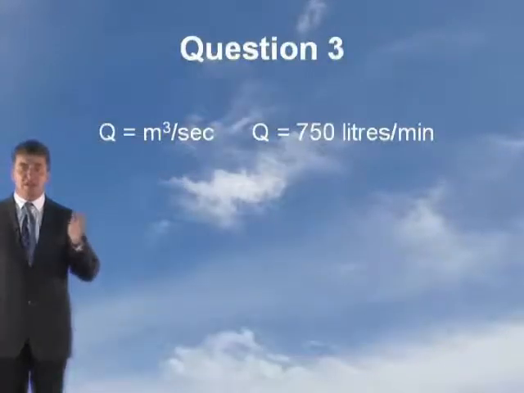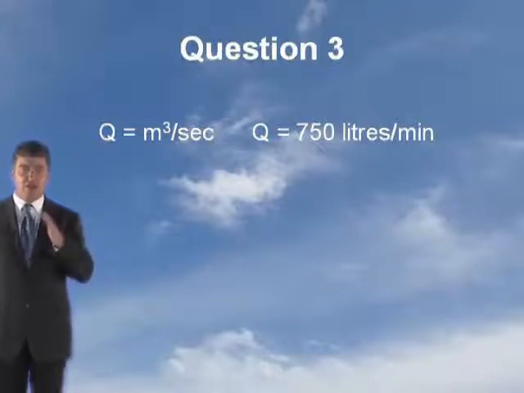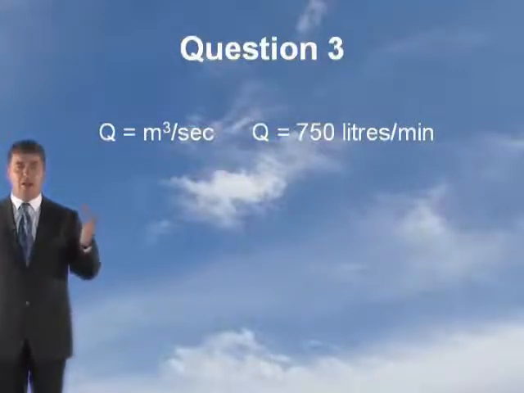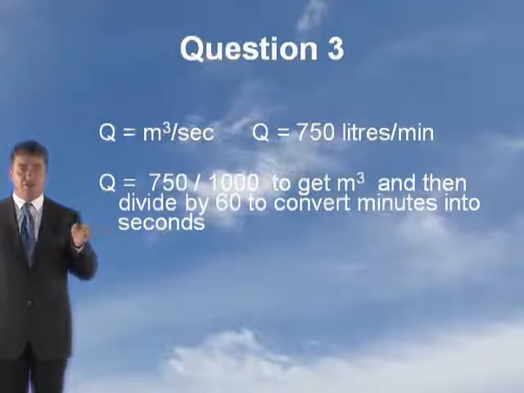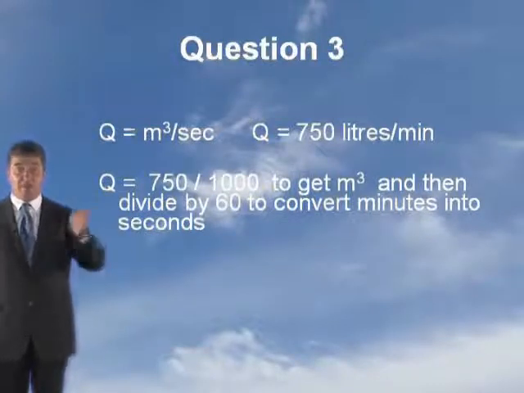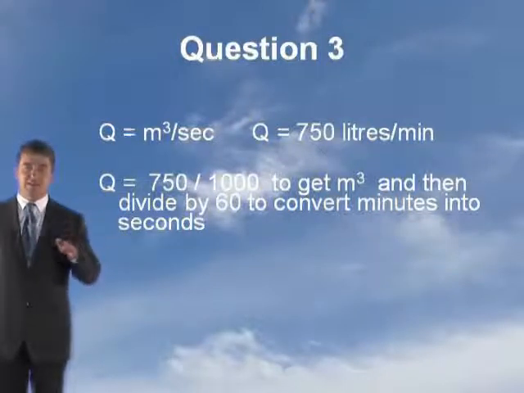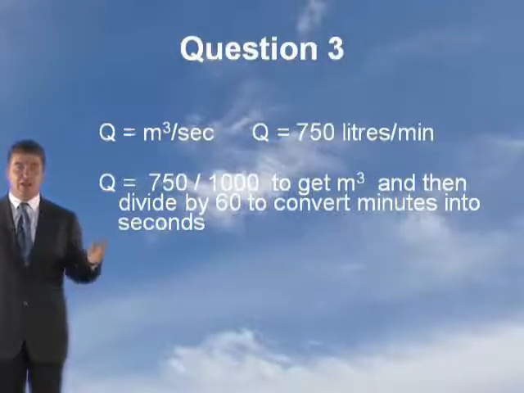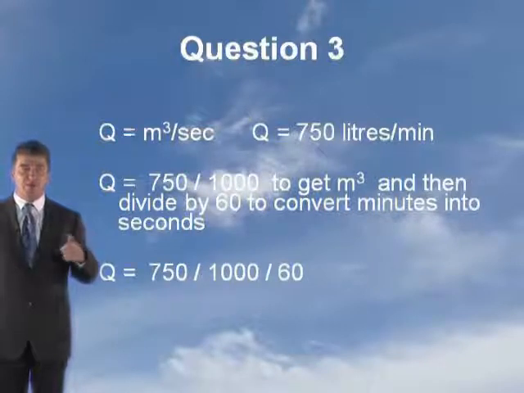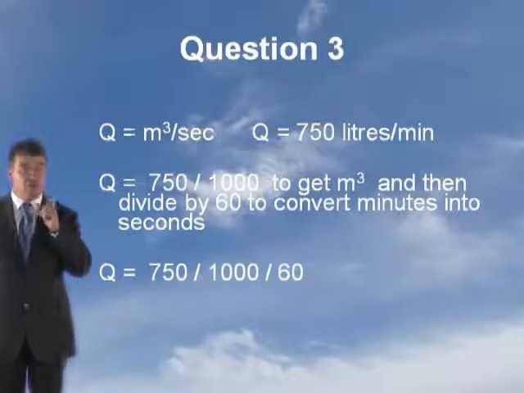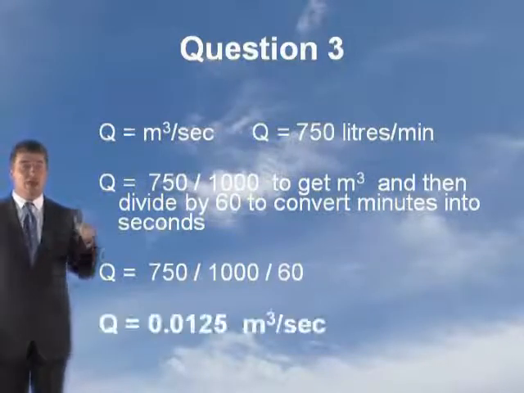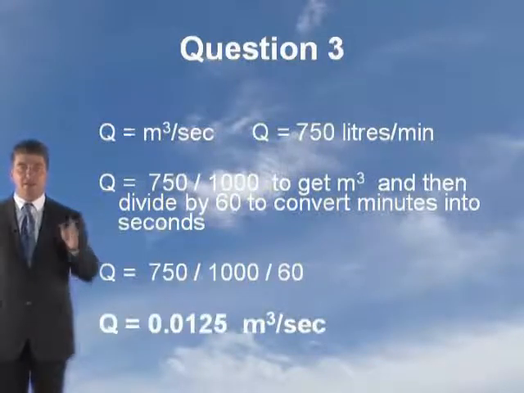Now, Q is metres cubed a second, and in this case, it's quoted in litres a minute, so you've got to convert it. How do you convert that? Well, Q equals 750, you divide it by 1,000 to get metres cubed, and then divide it by 60 to convert to metres a second. Do you understand why you're doing that? So that gives you Q equals 750 divided by 1,000 divided by 60. Q in metres cubed per second is 0.0125. That's what we need, Q.